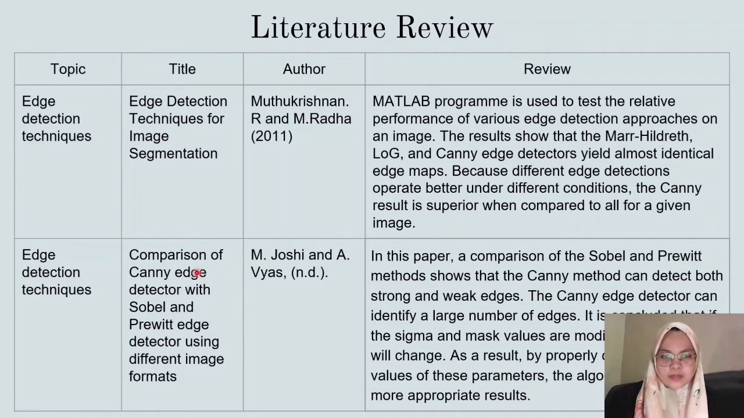The second paper is about the comparison of the Canny edge detector with the Sobel and Prewitt edge detectors using different image formats. In this paper, a comparison with the Sobel and Prewitt methods shows that the Canny method can detect both strong and weak edges. The Canny edge detector can identify a large number of edges. It is concluded that if the sigma and mask values are modified, the outcome will change. As a result, by properly configuring the values of the parameters, the algorithm can produce more appropriate results.